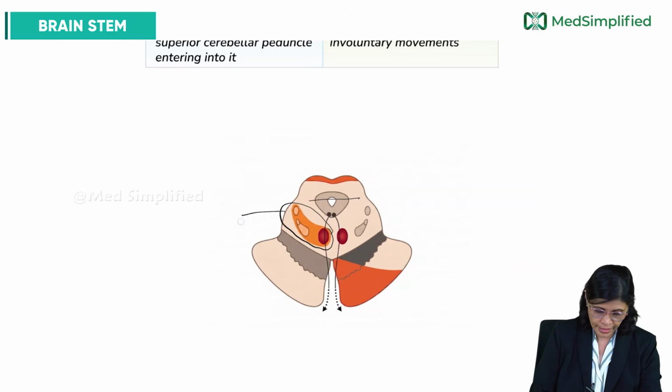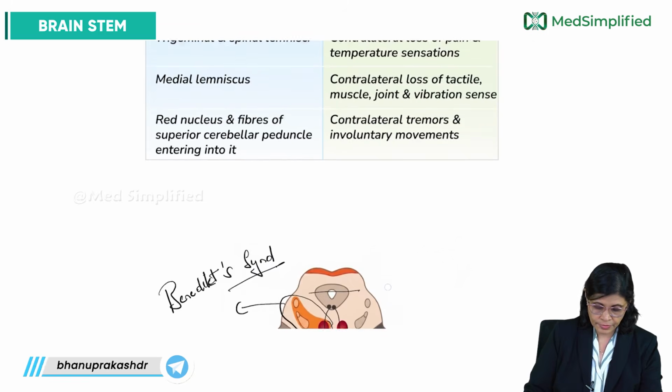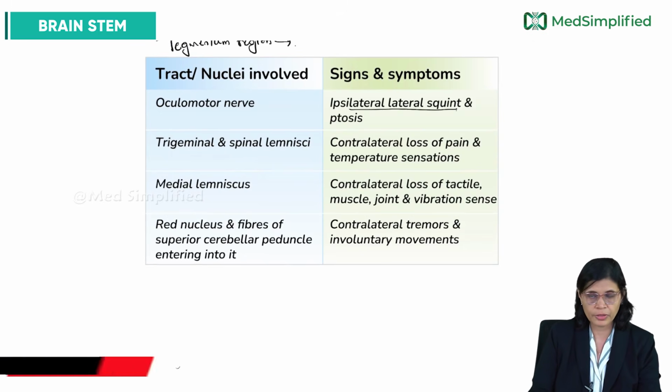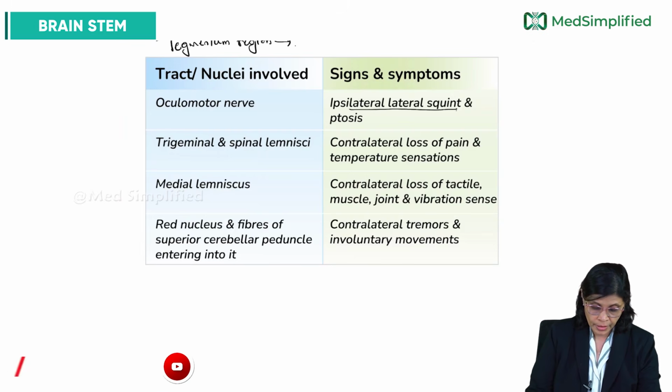So this region we have Benedict's syndrome. What are the things we will see? Because the oculomotor nerve is involved there, there is ipsilateral squint because of the unopposed action of the lateral rectus, and ptosis because of the paralysis of levator palpebrae superioris.